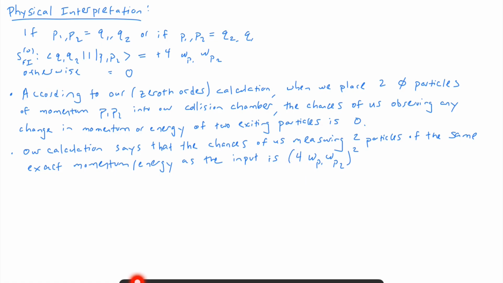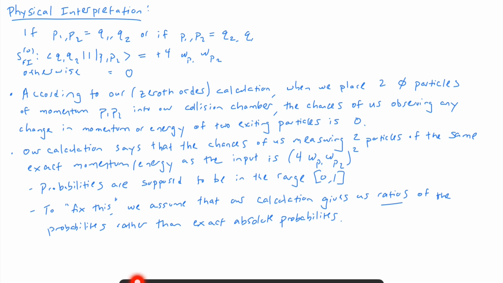Our chances of measuring that the two particles will be the same is this. Remember, these are transition amplitudes, so in quantum mechanics, you have to take the complex modulus and square it. For this number that's not complex, we just take 4 omega p1, omega p2, and the whole quantity we square. And that's what we get here. So technically, probabilities are supposed to be in the range 0 to 1, so we have a little bit of a problem here. Our probability is more than 1, potentially: 4 times the energy of p1 times the energy of p2, the whole quantity squared. That's not really a problem.